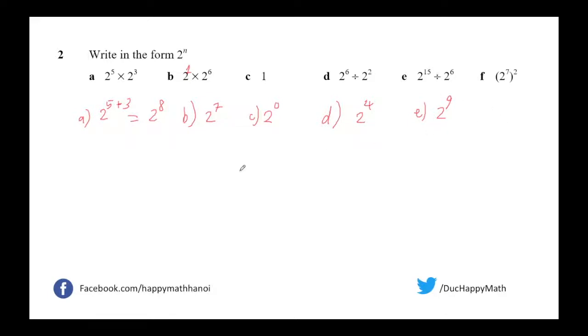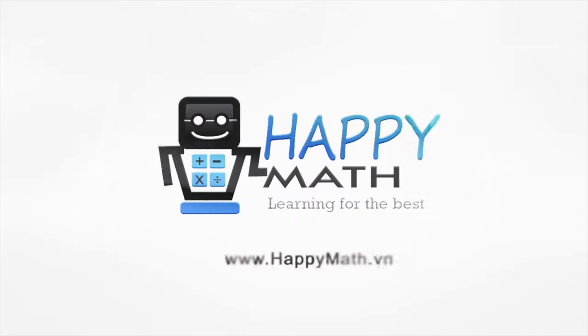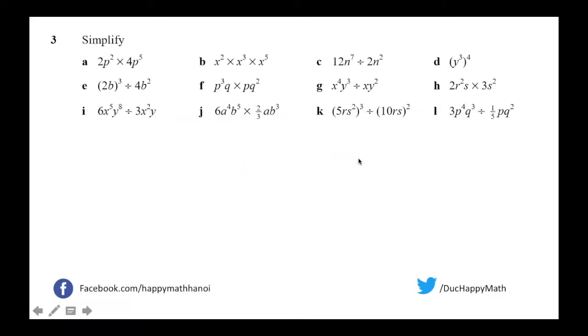And how about F? Inside the bracket you have a power, and another power number outside. If you multiply the two power numbers together, it means 2 power to 40. Question 3 is the same thing, but you have to change the base number.